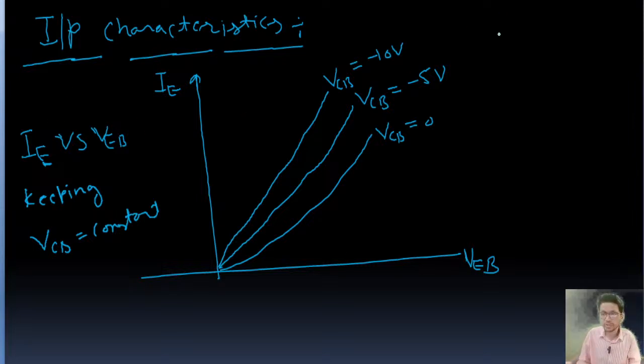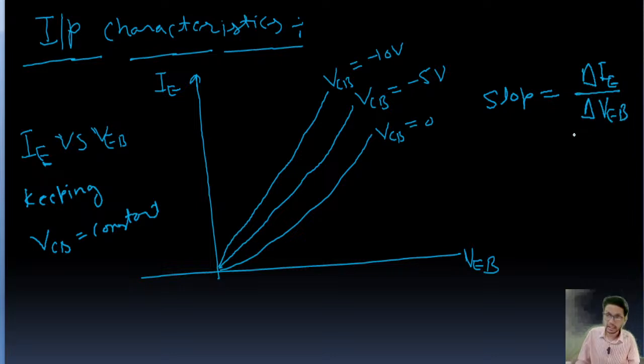And the slope is going to be delta IE upon delta VEB. So this is the slope, and this is the input characteristic graph, very important.